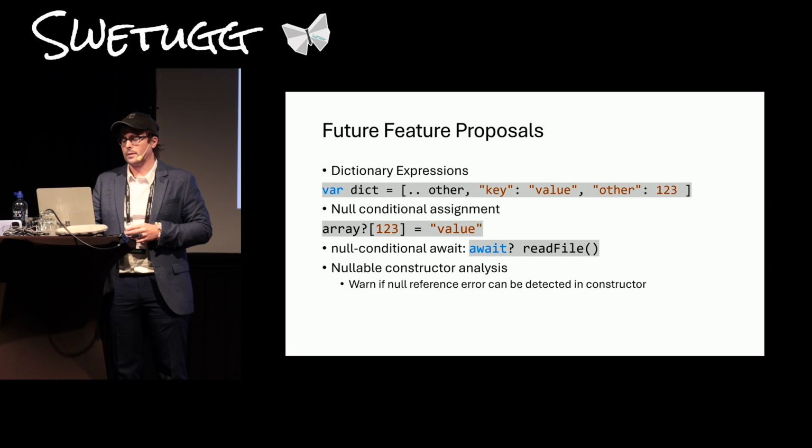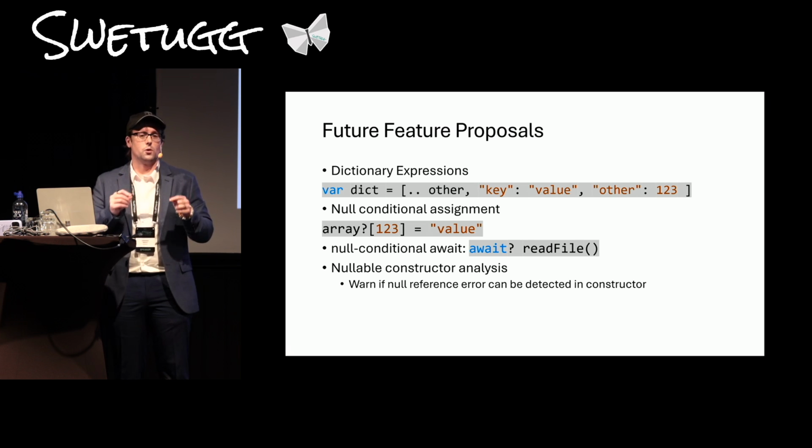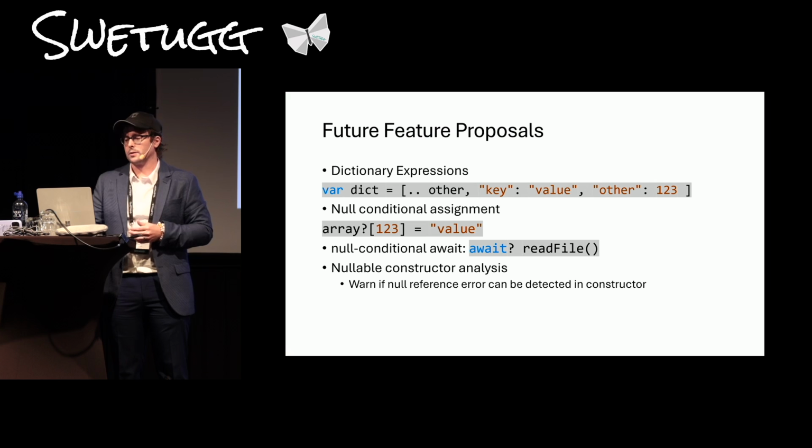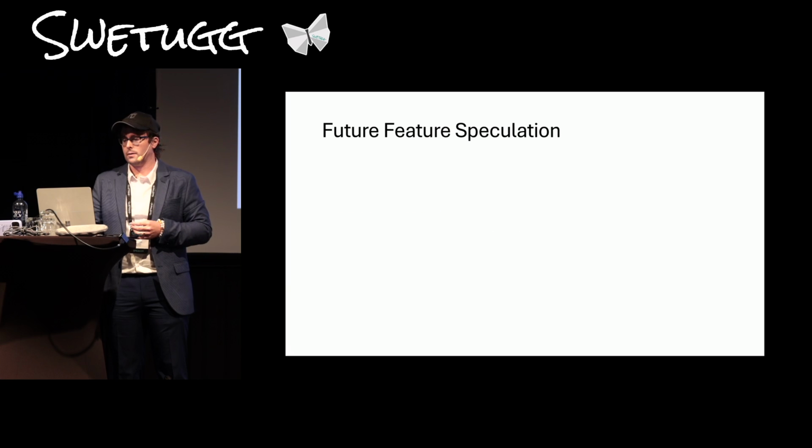And some nullable constructor analysis, so the compiler can see in the constructor while you write your code, okay, you're trying to access a type that is not yet initialized, and give you some warnings on that. Read-only locals and parameters is also in discussion. Partial properties, not sure how they would look, but it's also proposed. Let's skip that. We're running out of time.